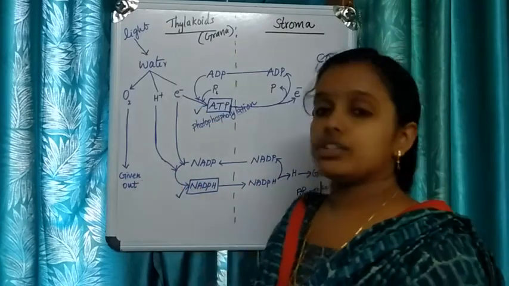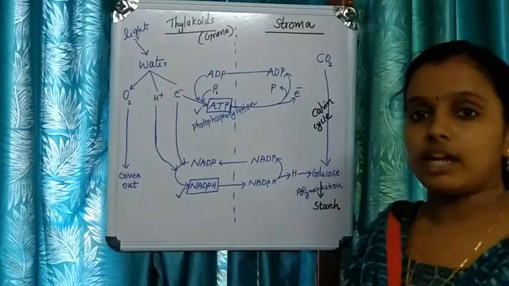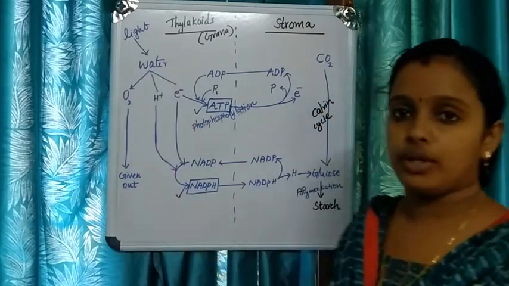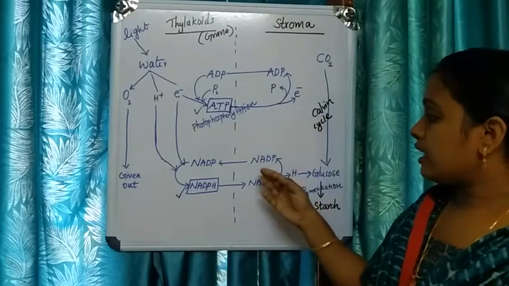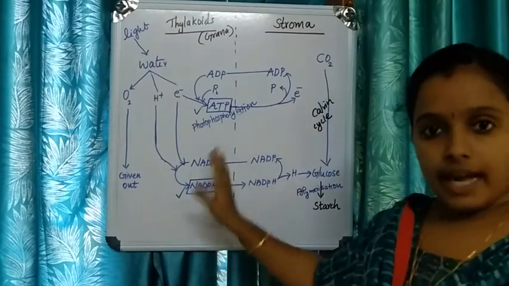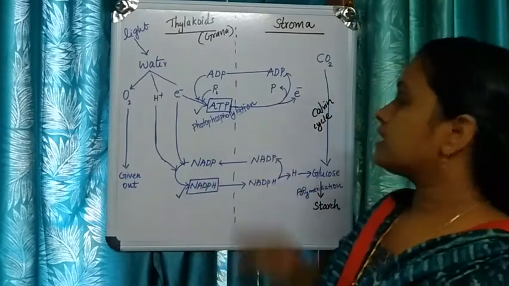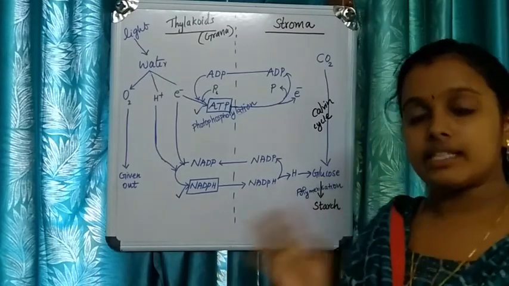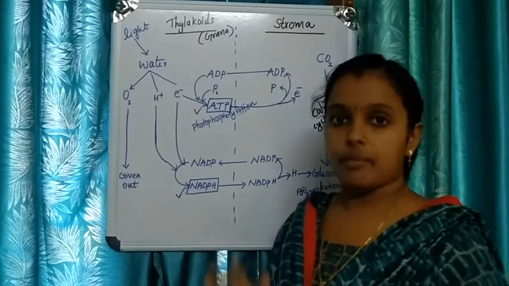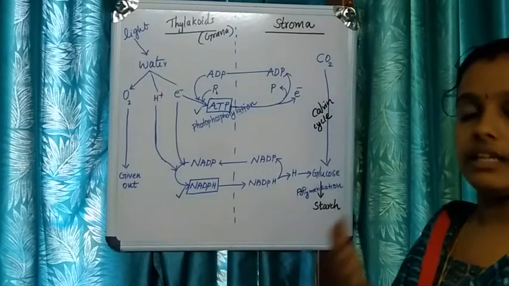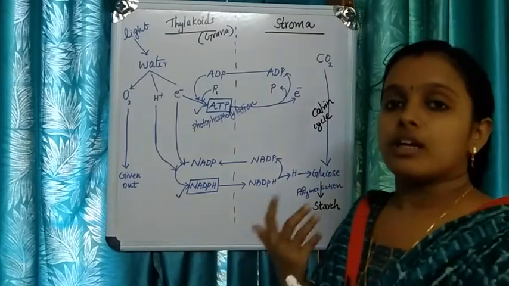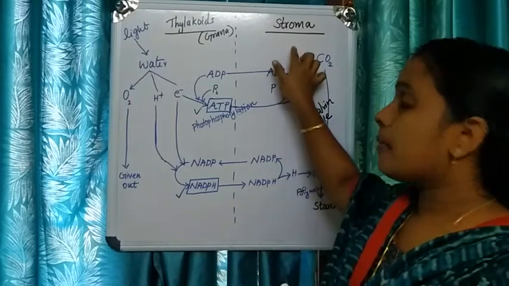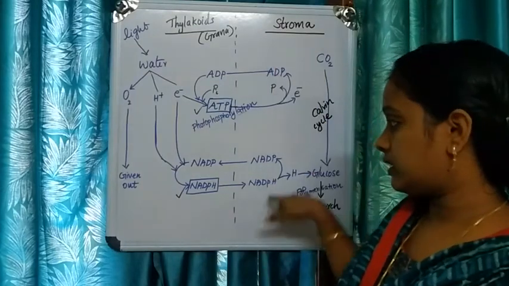Then oxygen also evolves as a result of this reaction. The source of oxygen is the water molecule. Then the next step, after that light dependent reaction, is the light independent or dark reaction. It takes place during daytime, but this process does not require light. It takes place in the stroma of the chloroplast.